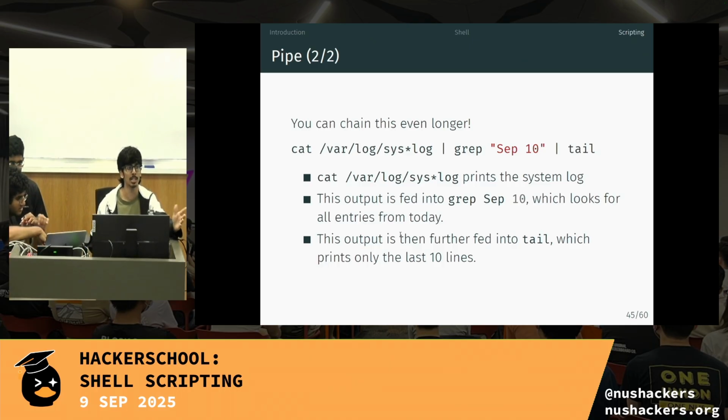Cat is a built-in command, so you can try this if you want. Cat is only responsible for printing out the contents of the file, grep is only responsible for searching for matching hits, and so on. Every command has its own simple responsibility that can be tied together.